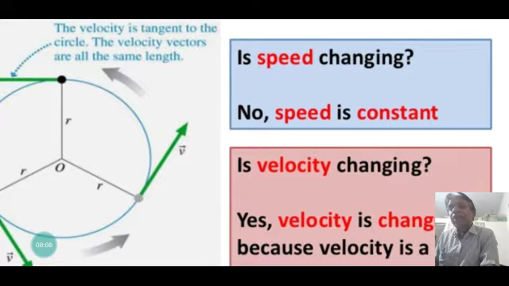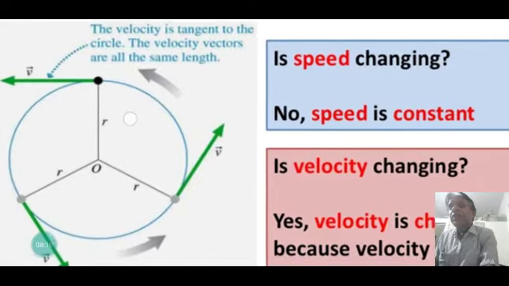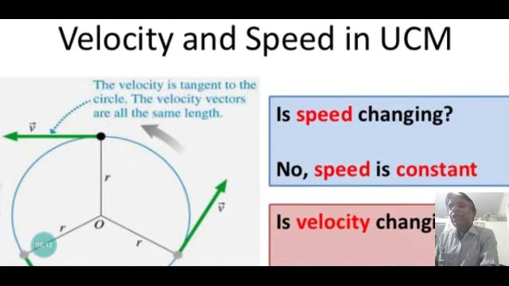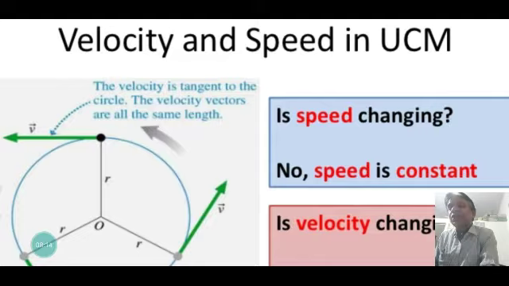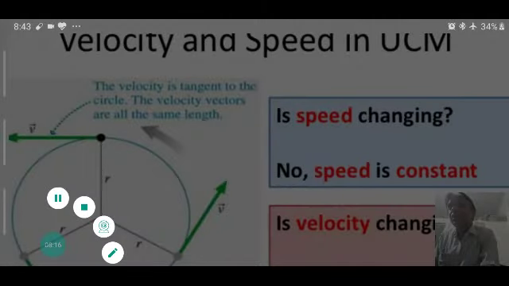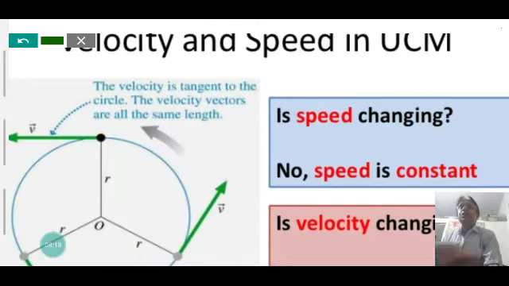Here at that point, the direction of velocity is along this tangent. At the next point, the velocity changes, and its direction is along the tangent drawn at that point. So the speed is constant, but due to the change of direction, the velocity changes. So we can say that uniform circular motion is an accelerated motion.